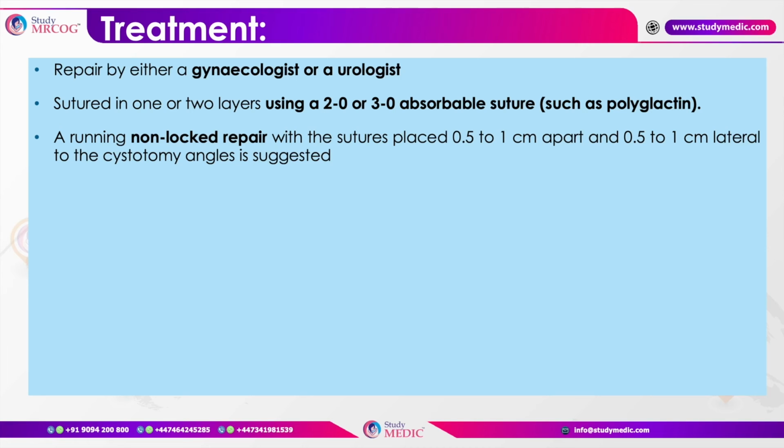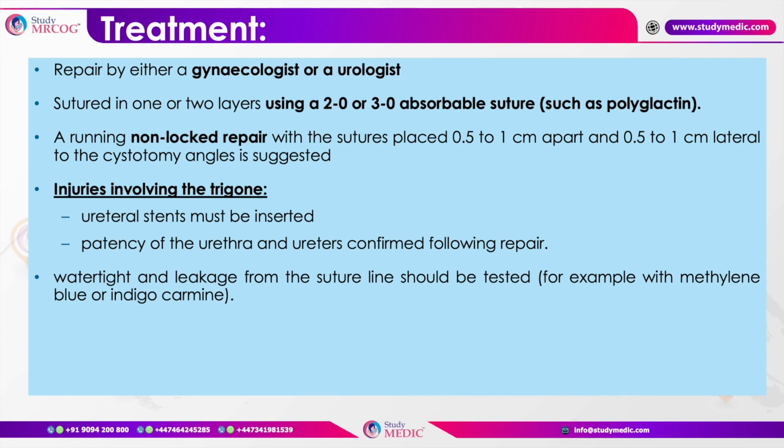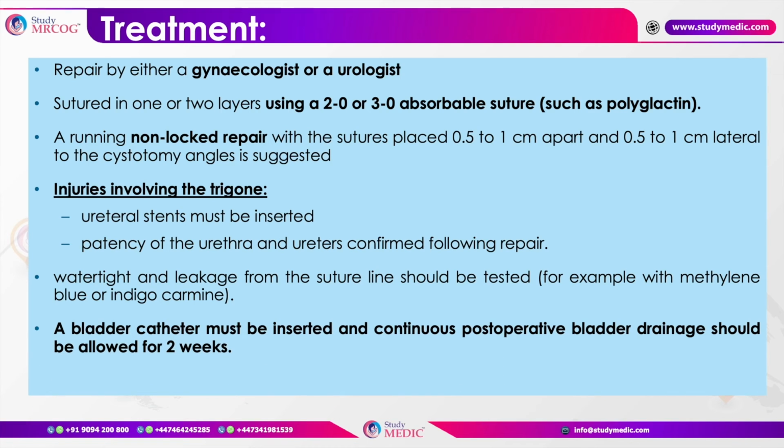The suturing should be done in one or two layers using a 2-0 or 3-0 absorbable suture. It should be a running, non-locked repair with the sutures placed 0.5 to 1 cm apart and 0.5 to 1 cm lateral to the cystotomy angles. For injuries which involve the trigone, ideally ureteral stents must be inserted, and patency of the urethra and the ureters should be confirmed following the repair. The repair should be watertight, and leakage from the suture line should be tested. The bladder catheter must be inserted and continuous post-op bladder drainage should be advised for 2 weeks.